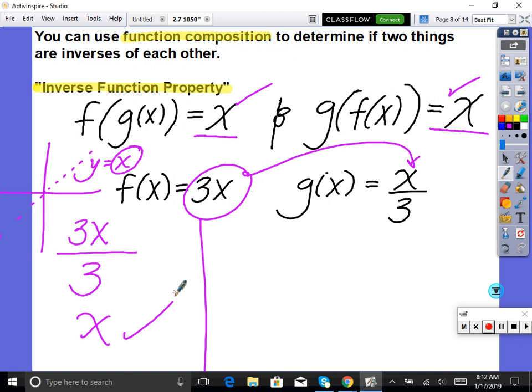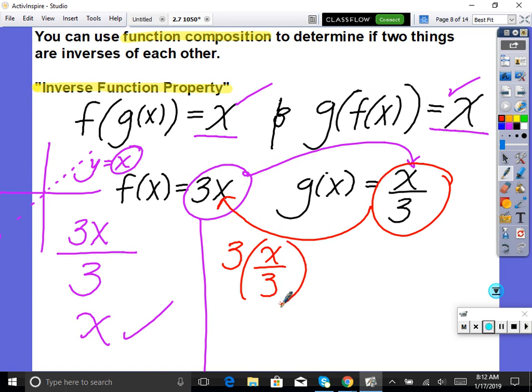Now we got to check it the other way. So now we're taking this function and plugging it in wherever there's an x into the other function. So replace that x with this, so that'd be 3, and instead of an x, don't I have x over 3? When multiplying fractions, don't we multiply straight across? So that would be 3x over 3, which equals x. So showing the work is getting it right. If you happen to get it right, but your work is wrong, I have to mark it wrong on the 1050 exam.